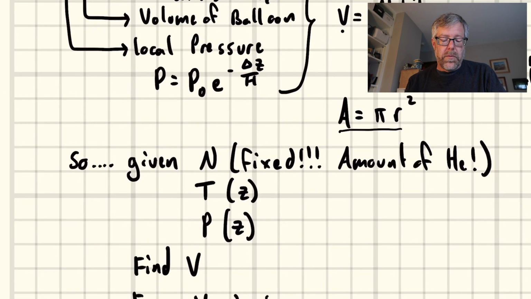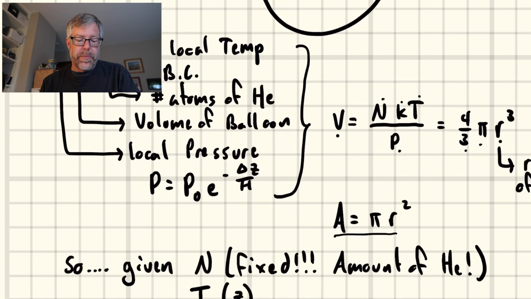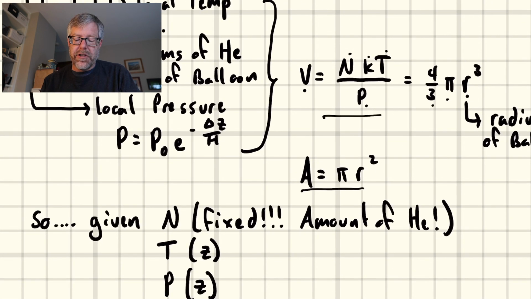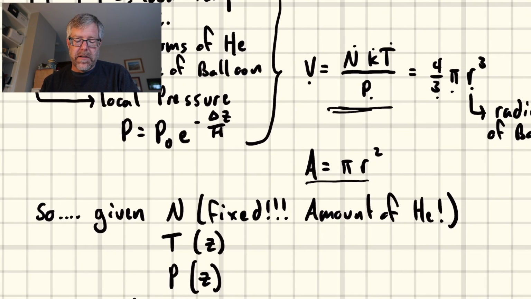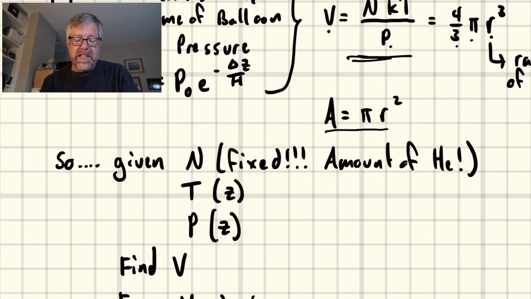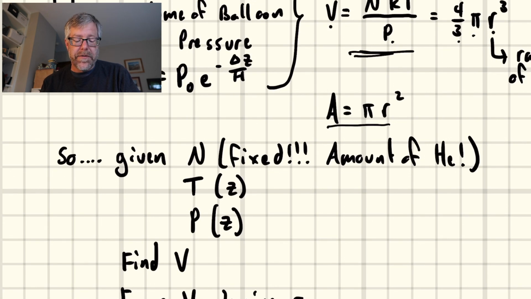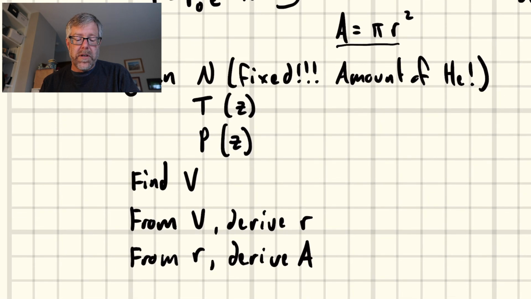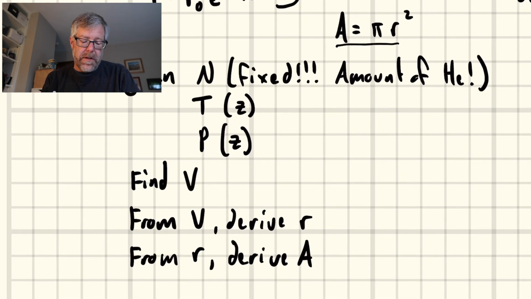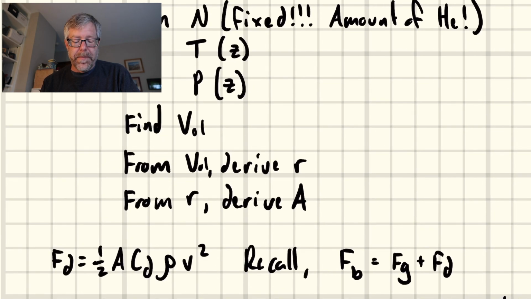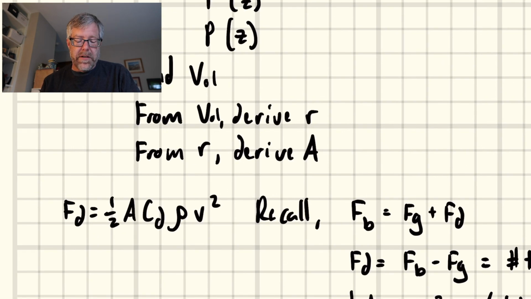In this equation, N is fixed, k is fixed obviously, T is a function of z, and P is a function of z. So what we're going to do is find the volume. From the volume, we're going to derive r. From r, we're going to derive the area. And then we're going to use that area in the drag equation.